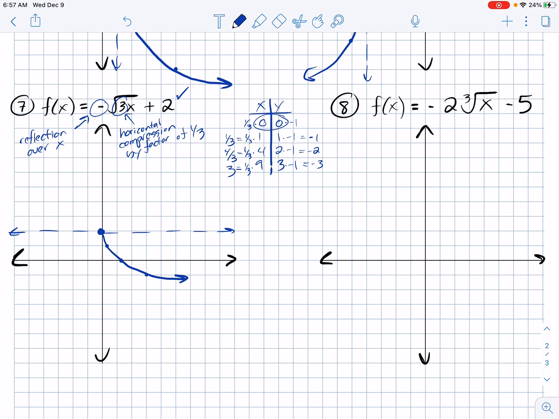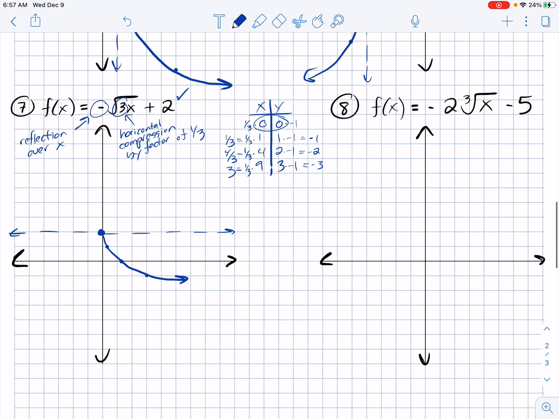All right, let's have you try one more as well on your own. Try 8. It's a cubic function. You have 3 transformations. Go ahead and we'll check your work when you're done.